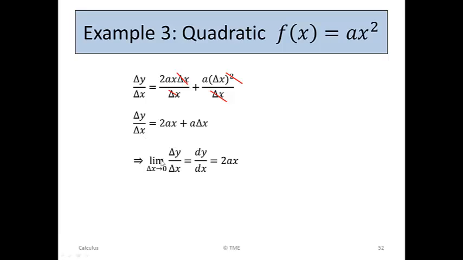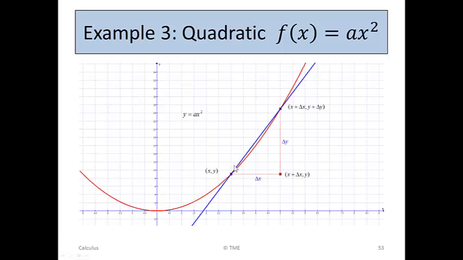And as delta x gets very small, the limit of that as it goes towards 0, delta y over delta x is called dy/dx. And this term being so small becomes 0 in effect when multiplied by a. It's still virtually 0, so we say the limit is dy/dx is 2ax.